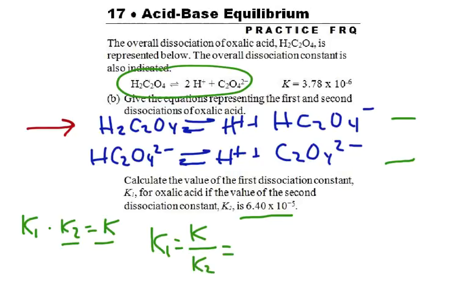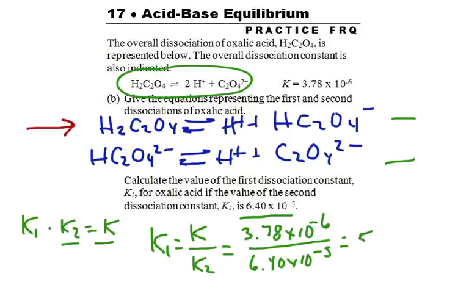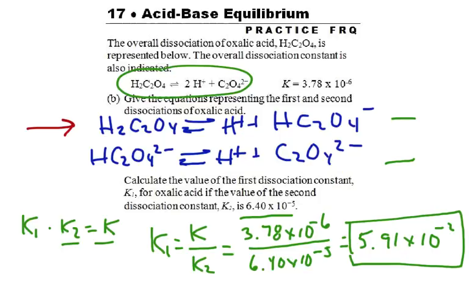Okay, K we know is 3.78 times 10 to the negative 6 divided by 6.4 times 10 to the negative 5. And when we're all done that comes out to be 5.91 times 10 to the negative 2. Pretty simple.